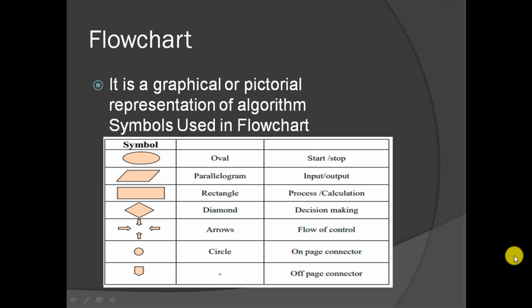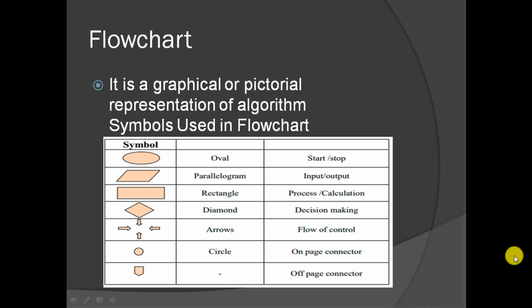On the screen we have listed some symbols. The first one is the oval, which indicates the start and stop of an algorithm. Another one is the parallelogram. The parallelogram can be used to take input and display output. So for input and output we will use the parallelogram in flowcharts. The third symbol is the rectangle. A rectangle can be used for a process or calculation.